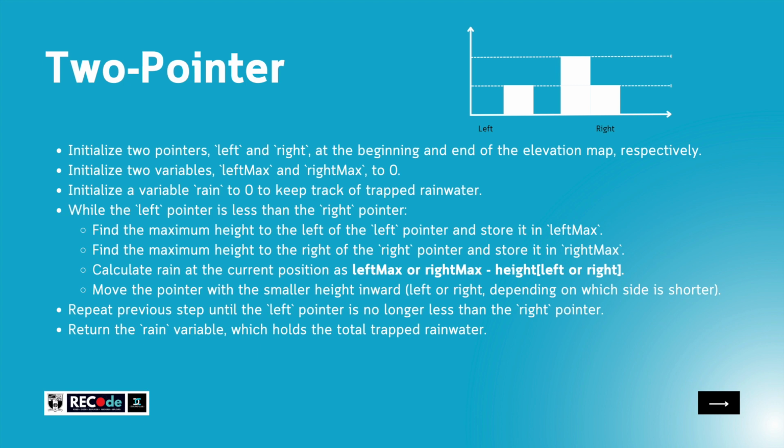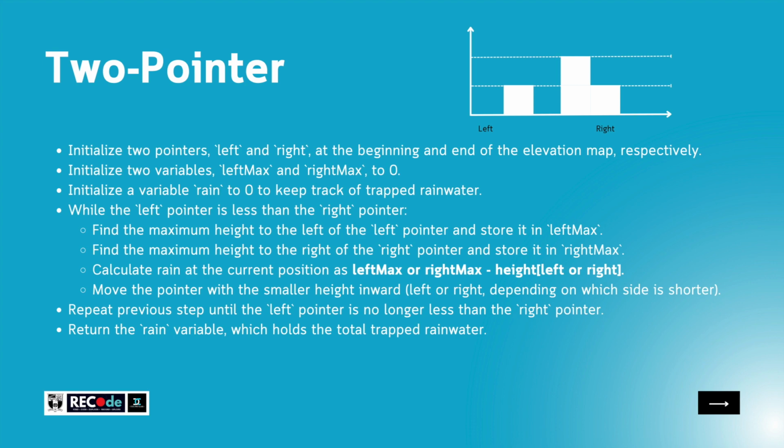We find the maximum height to the left of the left pointer, store it in left max. We find the maximum height to the right of the right pointer, store it in right max. Then we calculate rain at the current position as either left max or right max minus height of left or right. You take left max minus height of left if the height of left is less than height of right, else you do right max minus height of right. Move the pointer with the smaller height inward, left or right, depending on which side is shorter. Repeat the previous step, as long as the left pointer is less than the right pointer, and then return the rain variable, which holds the total trapped rainwater.